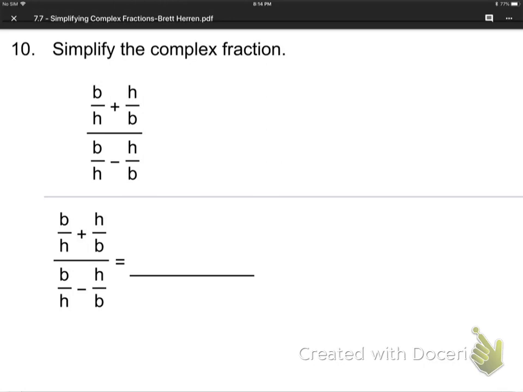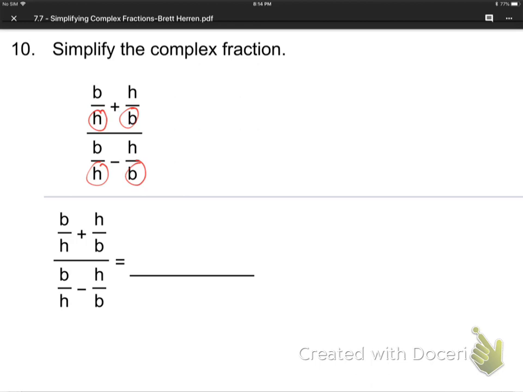Okay, is this an easier one where I can just grab the bottoms and flip them up? No, we got a minus. It's a harder one because we have a minus sign on the bottom. That's two terms. So we have to multiply everybody by the LCD. Look at all the denominators: here, here, here, and here. Those are all the denominators, so we have to have a common denominator.